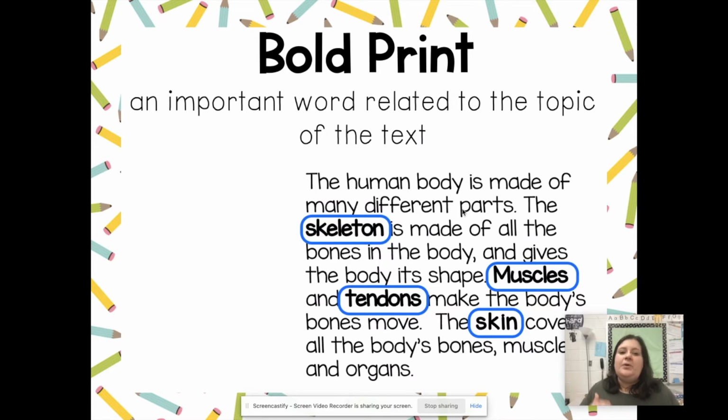So looking at the bold print words for this particular section, skeletal, muscles, tendons, and skin, I'm going to go ahead and make an inference that this story is talking about the human body. If I wanted to look up the meaning of skeleton, I would be able to do that in the glossary that's found in the back of the book.